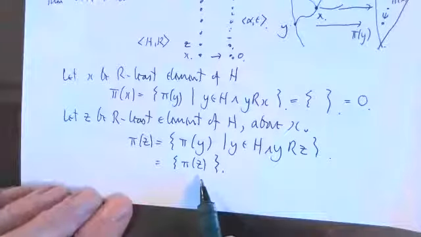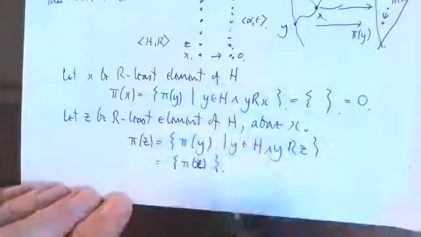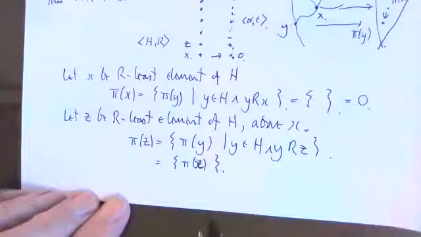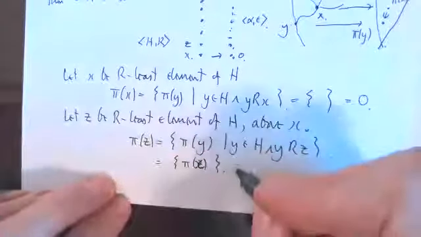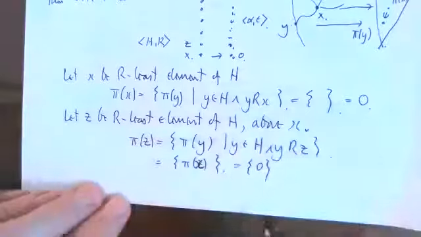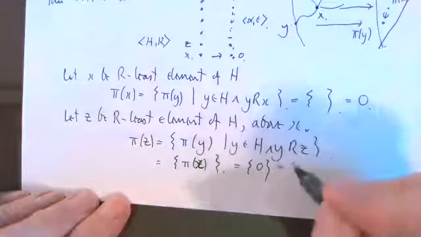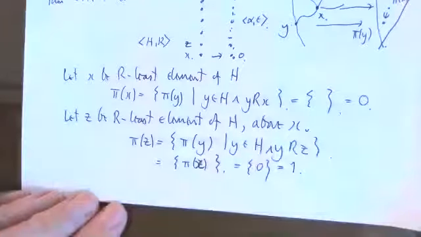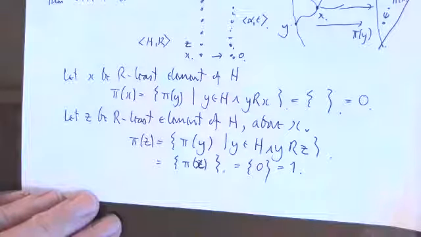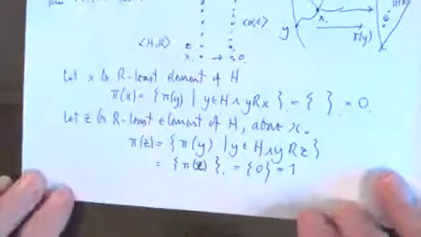What we agree, pi of x, right? But pi of x is 0. And what is this? This is just 1. And that's how it's going to continue. We're just going to send elements in this ordering to the ordinals. And the least ordinal that's not in the range of pi is the order type of HR.